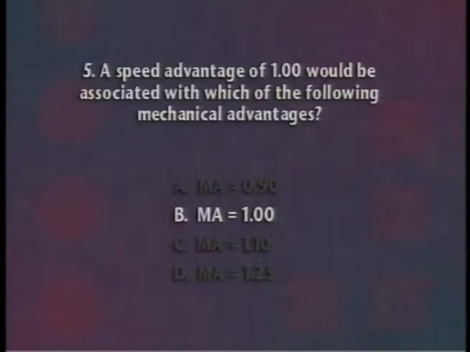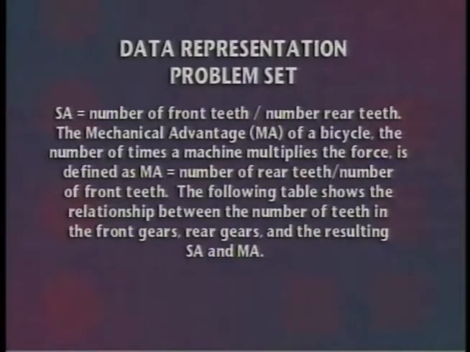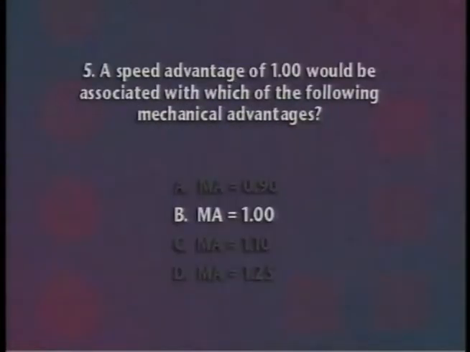Another way to solve this problem would be to go back and look at the original definitions of SA and MA. SA equals number of front teeth divided by number of rear teeth. For SA to be 1, this implies that the number of front teeth equals the number of rear teeth. This means then that MA would also be equal to 1.00, since the number of rear teeth and the number of front teeth are equal. In this way, we also get to answer B.